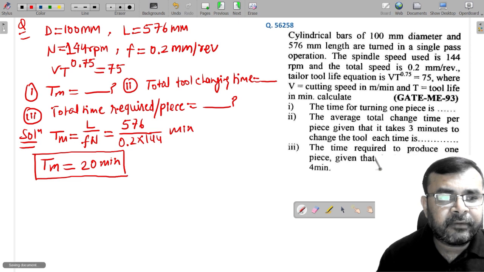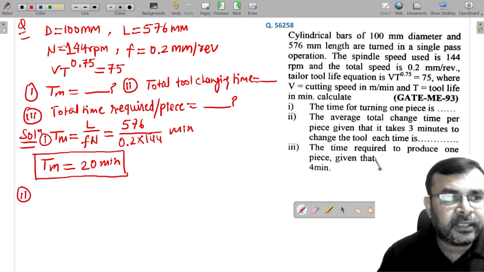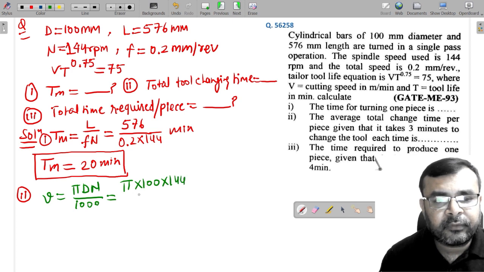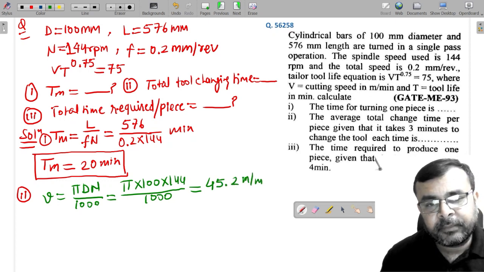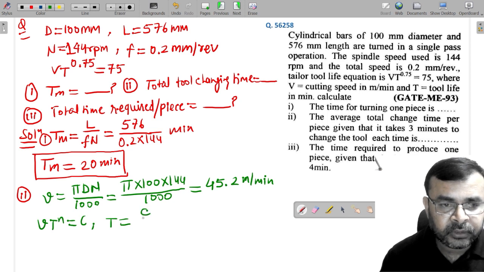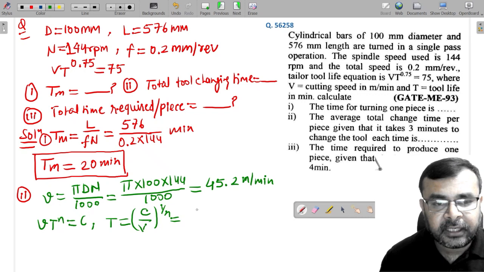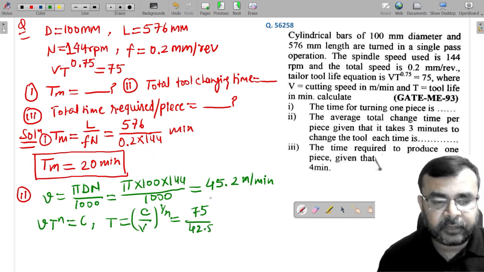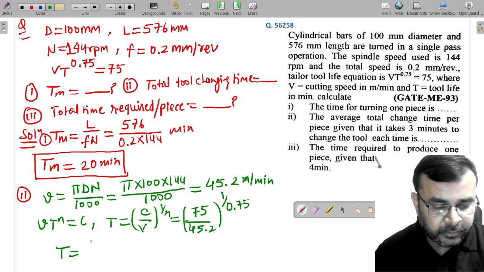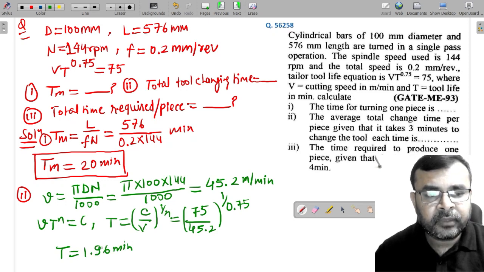Now for determination of tool life, first we need to calculate cutting velocity, and V is nothing but pi d n by 1000. So pi d is 100, n is 144, over 1000. From this here I am getting 45.2 meter per minute. And once we get that, then V t to the power n is equal to constant. So from this the tool life is C by V whole to the power 1 by n, and C is given as 75, V is 45.2, whole to the power 1 by n, n is 0.75. So when we solve this, here I am getting the tool life as 1.96 minute. Is it right? This is tool life.